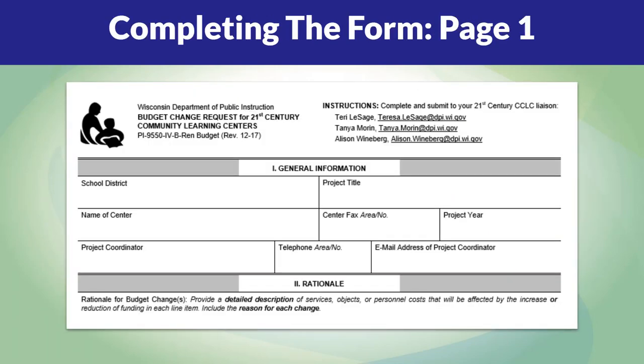The budget change request form is 2 pages. On the first page, you are required to complete some general contact information about your CLC and the rationale for submitting the form and making the proposed changes.